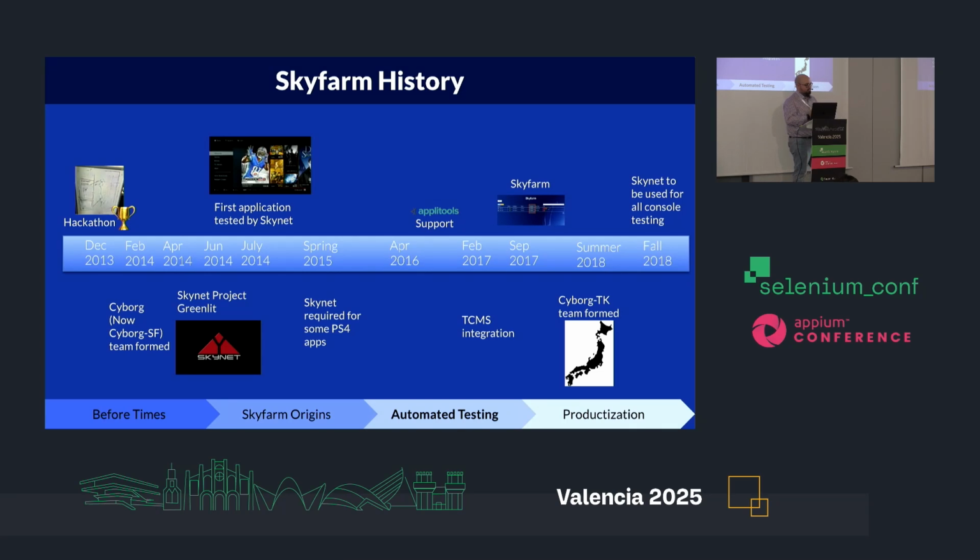So after December 2013, after they won hackathon, we then had the spin-up of the team that I now manage, which is Cyborg. And then we had the Skynet project sort of greenlit. We started doing a lot more testing. And the thing that I'm really going to draw your attention to here is towards the end of September 2017, so about 3 or 4 years later, somebody remembered we had this script lying around that allowed us to just check out kits very quickly. Maybe we should actually use that and start managing our kits a little bit better.